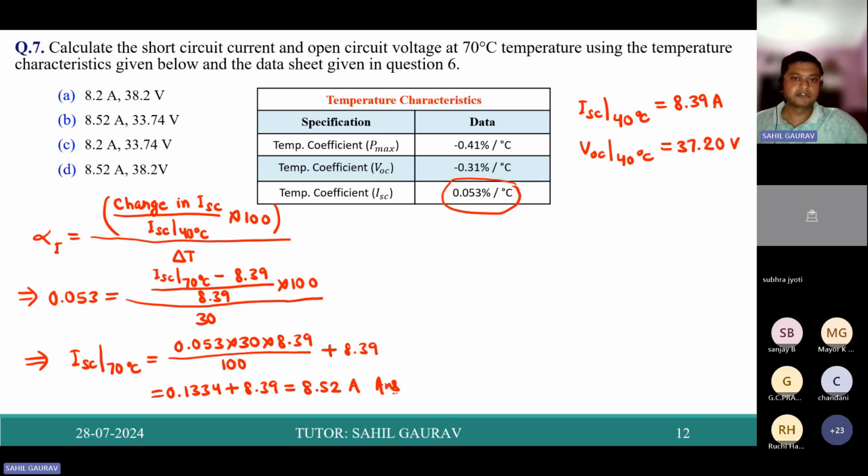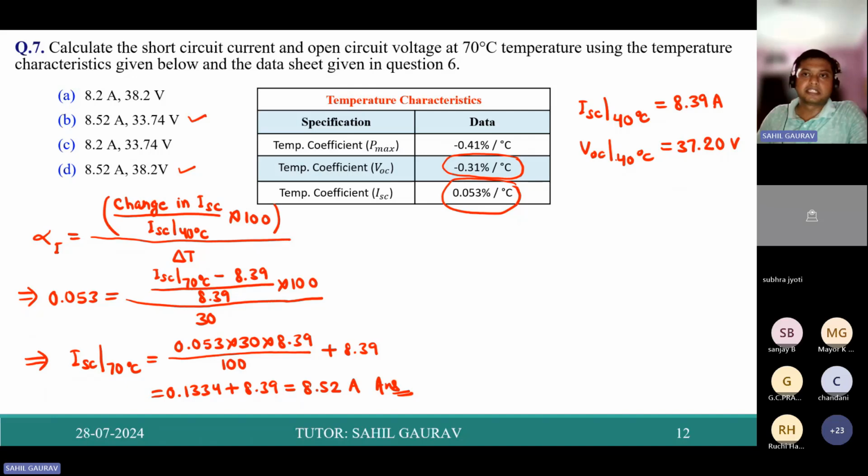So this is the answer for short circuit current at 70 degrees Celsius. From this calculation, we have the two options B and D. Now we need to find the open circuit voltage at 70 degrees Celsius. The temperature coefficient for open circuit voltage is minus 0.31 percent per degree Celsius. This is a negative temperature coefficient.